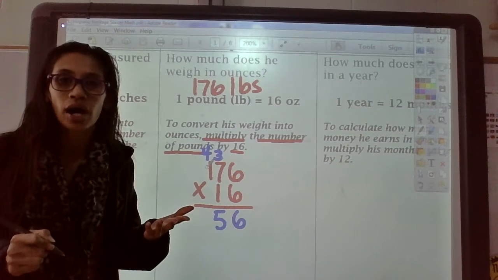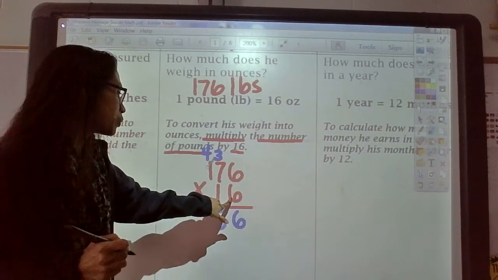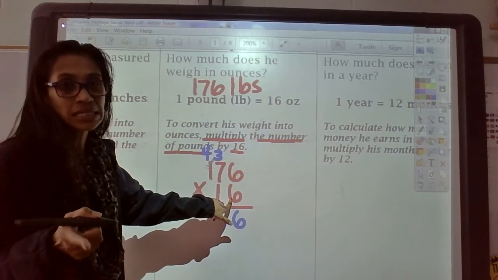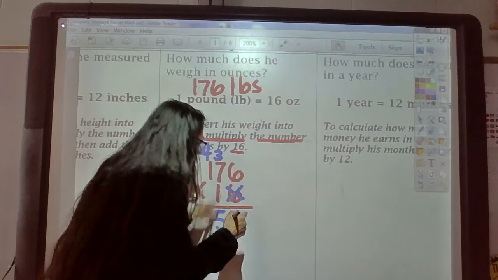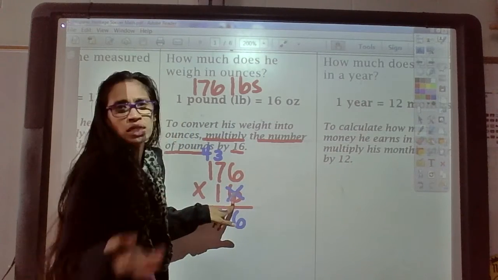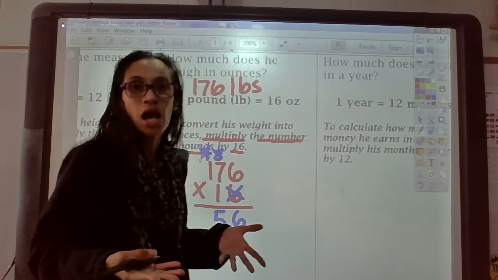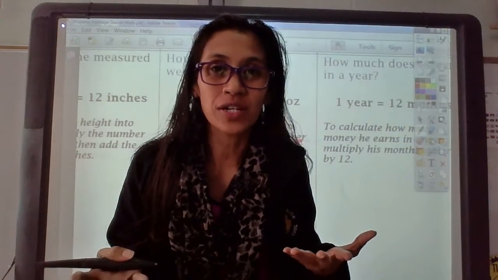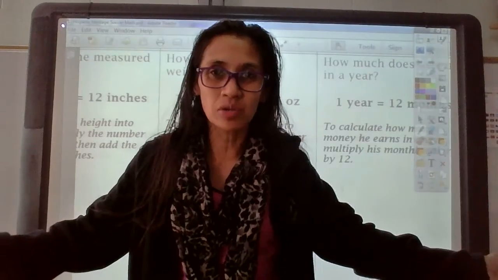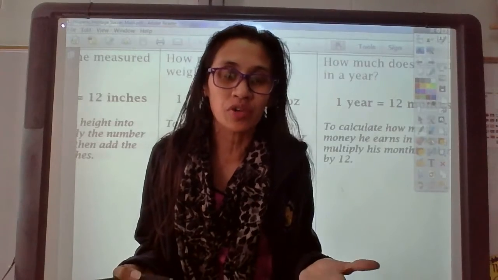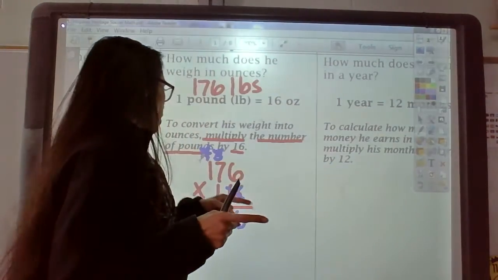Now I'm done with that 6. So what do I do with that 6? I cross it out, because number 6, I'm done with you. What else am I done with? I'm done with these numbers that I carried. Cross them out, because if you don't, you might forget that you already used them and then add them later, and then the problem is going to be wrong and you'll have to start all over again. So cross them out so you don't get confused.